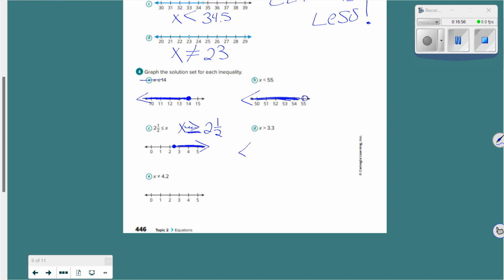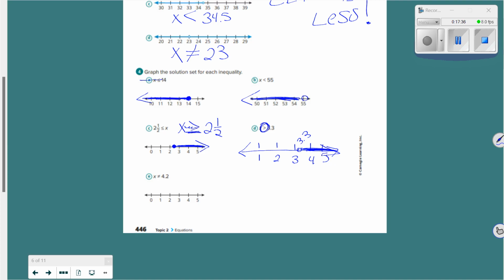D. You had to draw your own number line. And we're starting at 3.3. Is it going to be an open circle or a closed circle? Open, because it does not have that line. It does not equal 3.3. It just starts there. And am I shading to the right or to the left? To the right. It is greater than. Look at your sign. It is pointing you in the right direction.